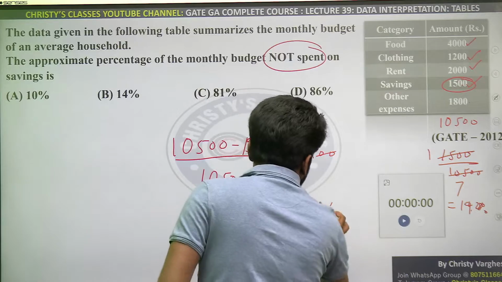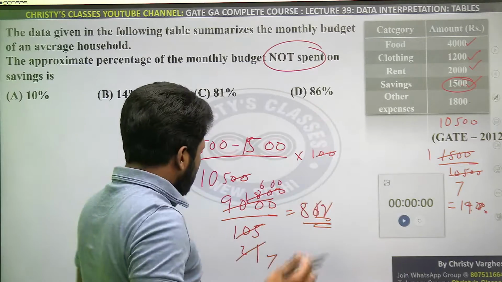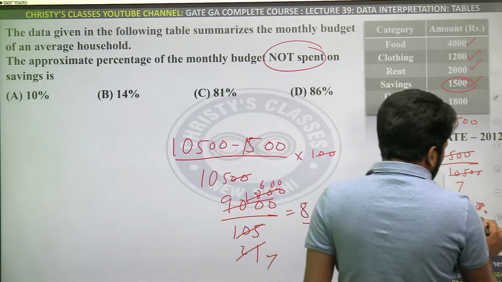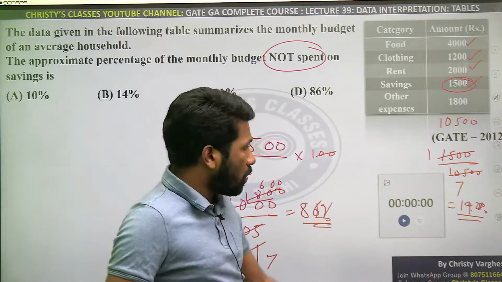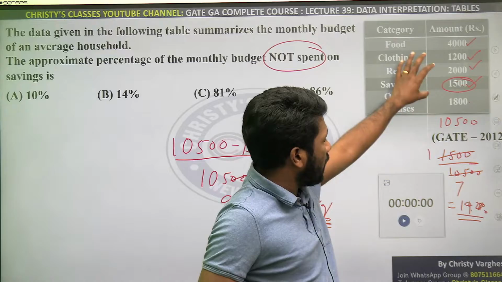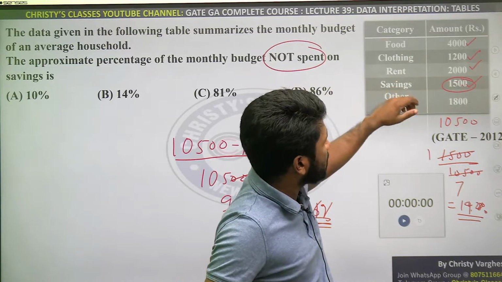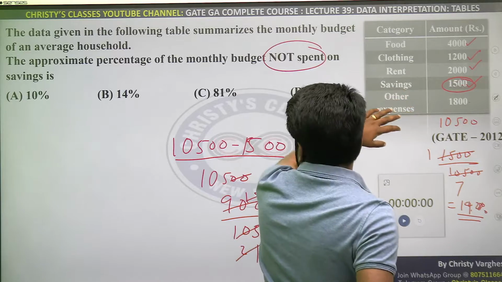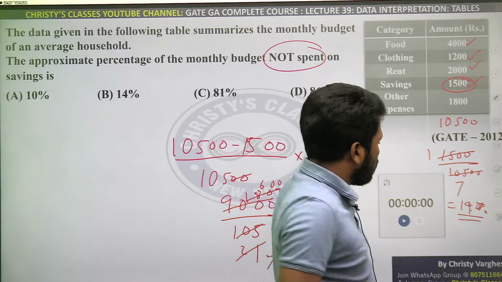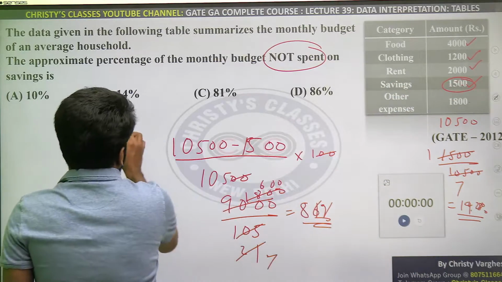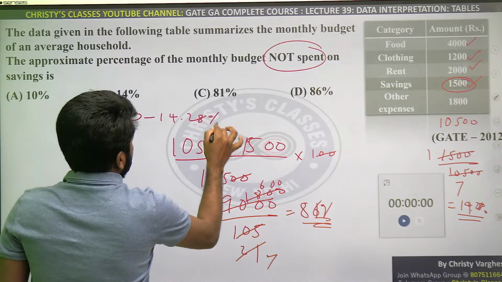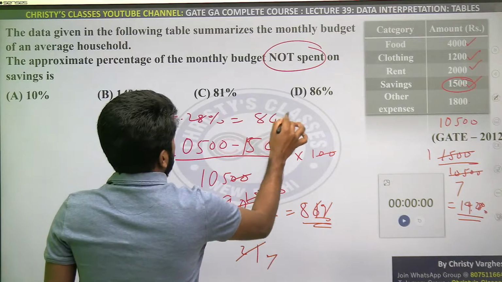Yeah, this is 86 actually. 86 when you cancel it, you can check it, it is not 81, I made a mistake there. So anyway, 14.28 percentage you got now. 14.28 percentage is the saving, that is the percentage of the savings. Spend on savings will be 14.28 percentage. So spend on saving is 14.28 percentage, means 100 minus 14.28 percentage will be the answer now. That is 86 percentage approximately.